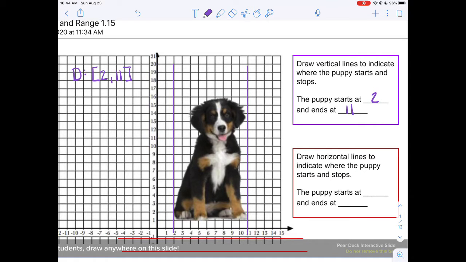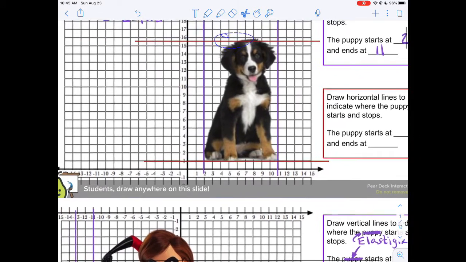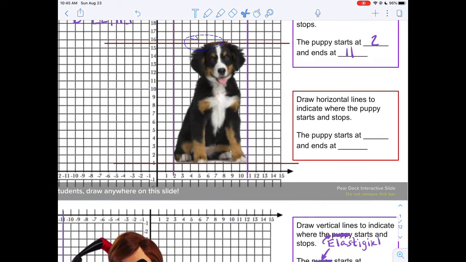All right, now let's look at the puppy's range. So if I'm coming up from negative infinity and I want to see where the puppy starts, starting at the bottom and heading up, I can see that the puppy starts at 1. And then if I continue to move from bottom to top, I can see that the puppy ends at about 15.5, 15.6, something like that. I'll let you decide what you want to write there.